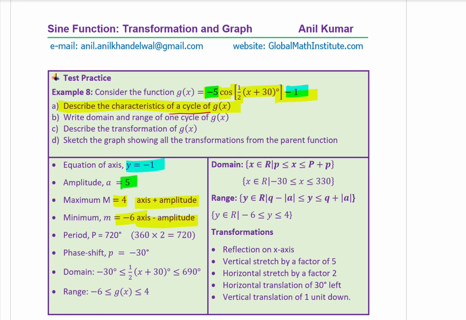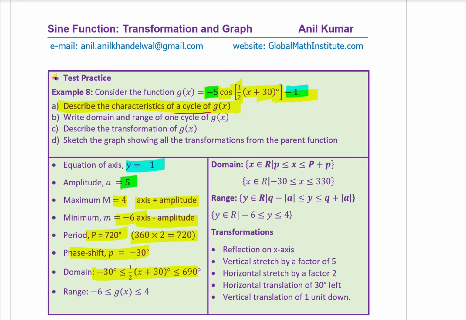Period. Now, in this graph, period is related with the k value of half. So the period has to be 720, 360 times 2. Phase shift is minus 30. That means 30 units left. And therefore, the equation will be as shown here. This is the domain. Equation will show later.